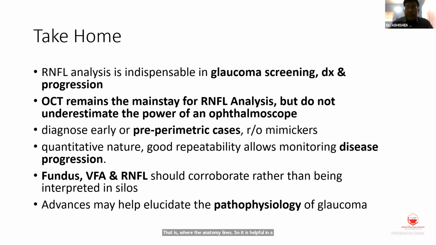OCT remains the mainstay rather than the other things, but you have to rely on ophthalmoscopy and try to pick up those RNFL defects. And it helps in diagnosing not only the pre-perimetric, but also those mimics. And it is quantitative, so you can follow it up very nicely and communicate to the patient regarding the progression. And as I already mentioned, they should be taken together comprehensively.